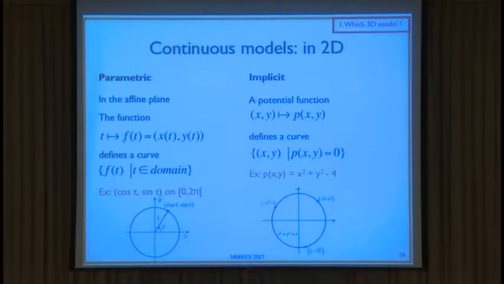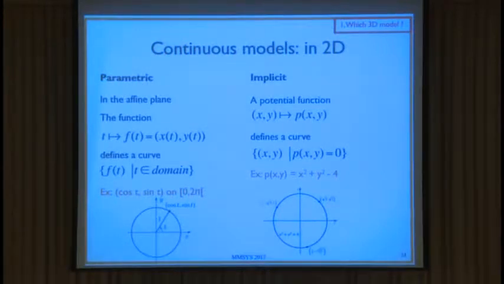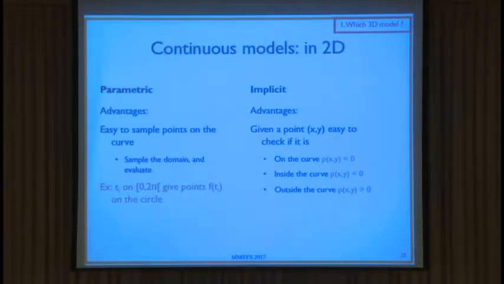You can also define your circle implicitly. So you define a potential function. At each point of the affine plane, you associate a value. Here the value is mostly the distance between a point and the center of the frame, except that it's offset by a radius, because I want to define the circle as the zero set of my potential function. So here the potential function, you know it well, it's x squared plus y squared minus 4. It defines implicitly the zero set, which is the circle of radius 2.